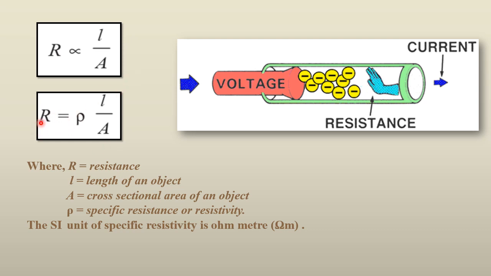So rho equals R into A upon L. This A will go over this side and L will come downside, so it becomes capital R into capital A upon length. R is measured in ohm. A is measured in square meter, A means area. So the unit is ohm into meter square upon meter.